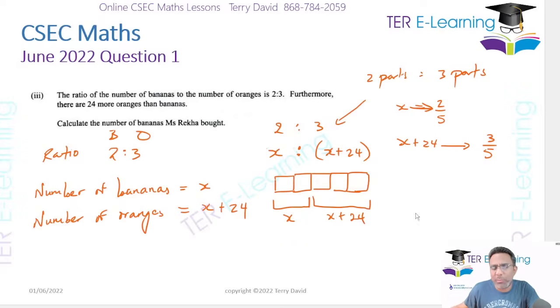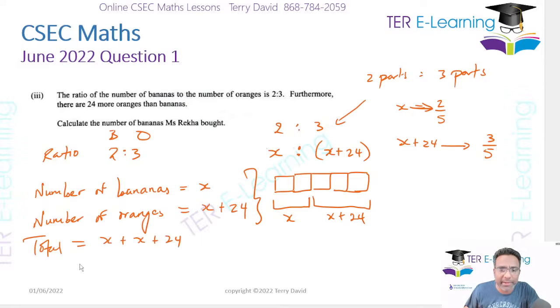Alright, so watch what's happening here. In terms of the total amount of bananas and oranges, your total is going to be x plus x plus 24, and that's going to give me 2x plus 24. That'll give me the total number of bananas and oranges. So what that means, let me see something here.